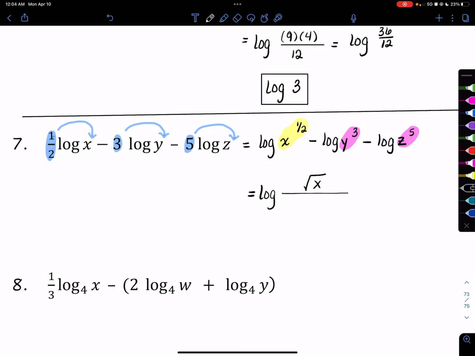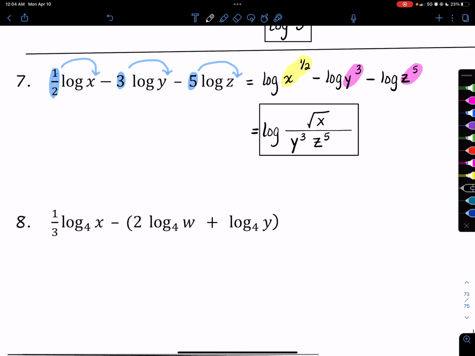The negative log term y to the third goes in the denominator. Negative log z to the fifth, and z to the fifth goes in the denominator. So taking 3 log terms and condensing them into 1 log term. Okay. All right, problem number 8.